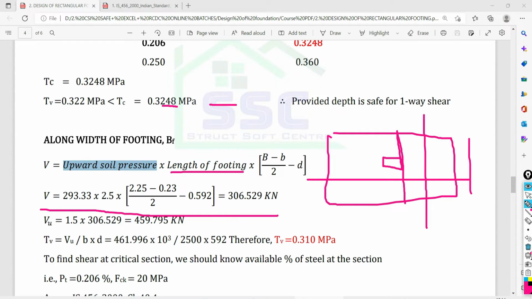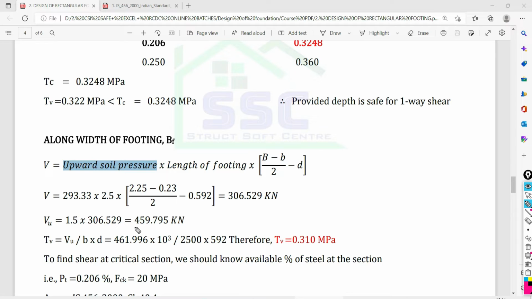306.529. If you multiply it by 1.5, you are getting the factored shear force as 549.795. Nominal shear by this formula you are getting 0.310 Newton per mm square. To find out the shear at the critical section, we should know the percentage of steel at this particular section.